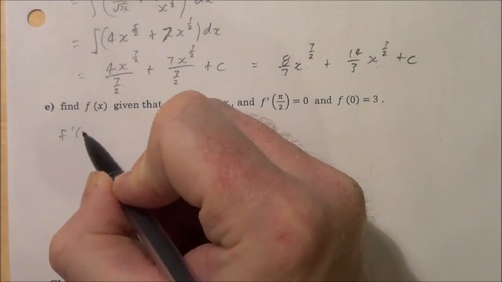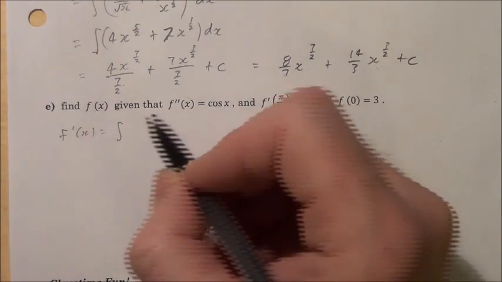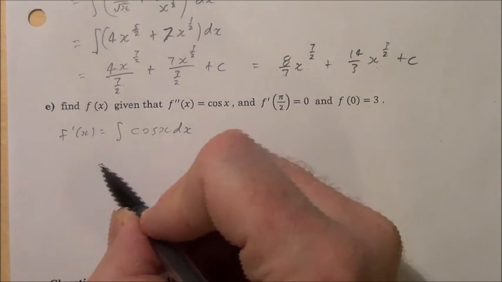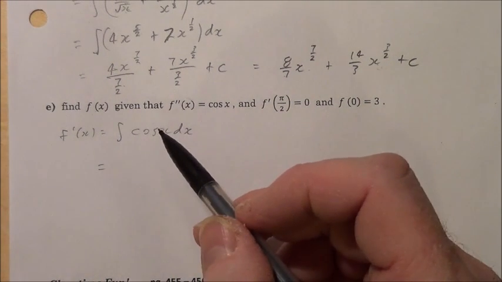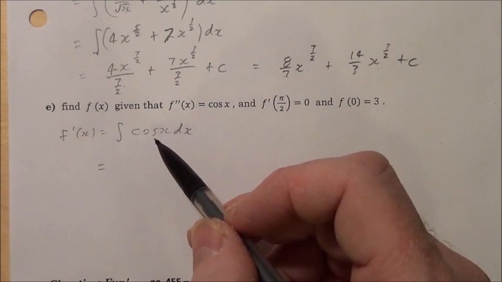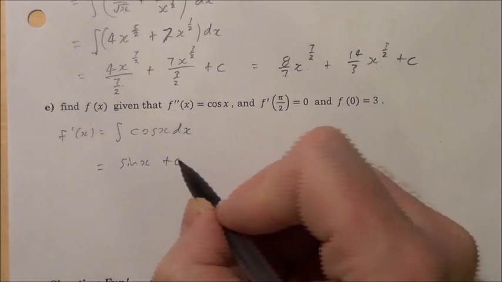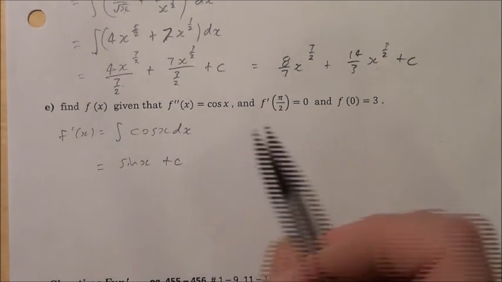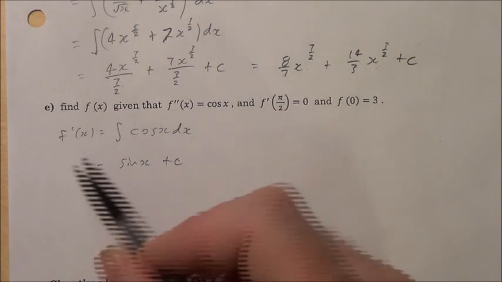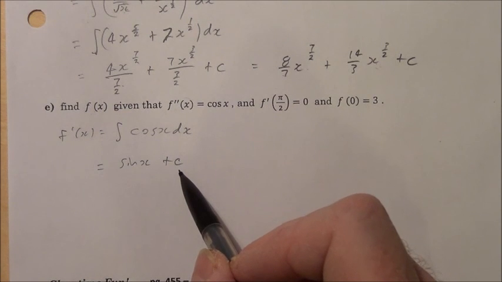So the first derivative is equal to the integral of the second derivative, which is the integral of cosine x dx. And so then you ask yourself, well, what do you take the derivative of to get cosine of x? And that would actually be sine of x. And then we add c, just for fun. Now here's where this comes into play. Because we want to do a second integral, we actually need to know what that value of c is.